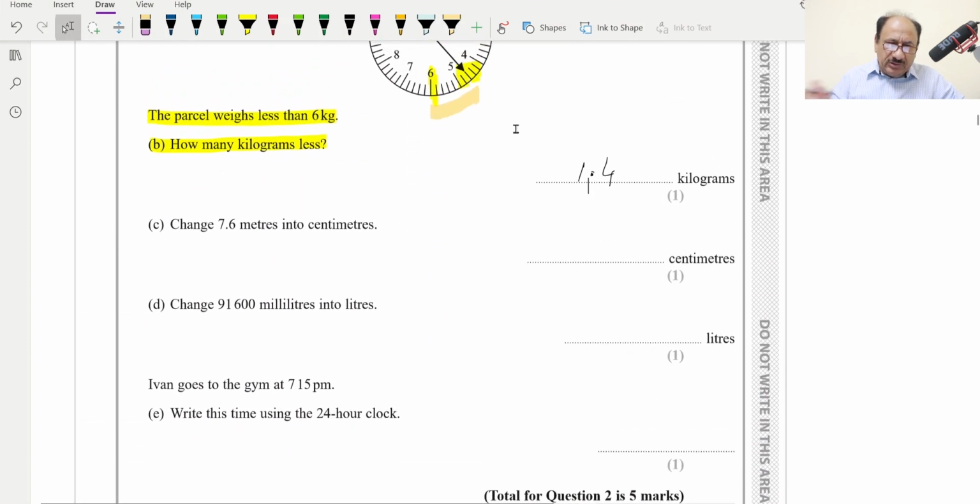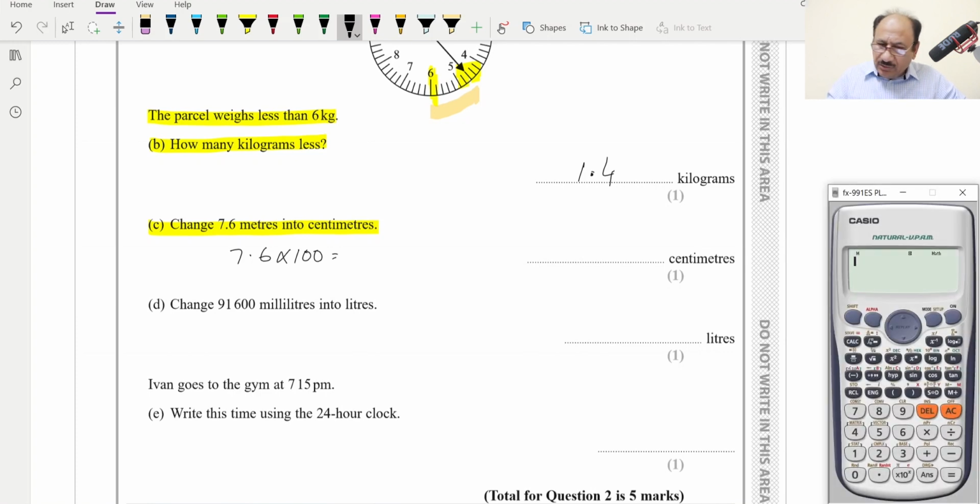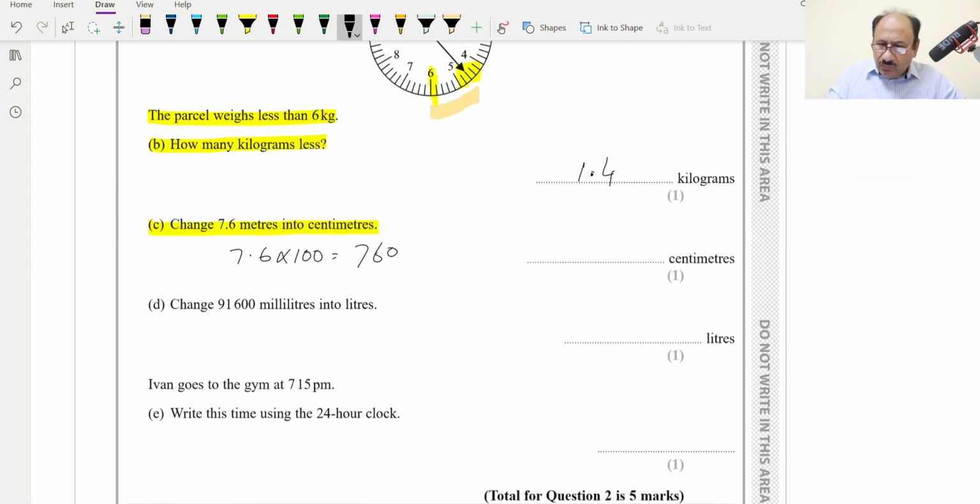Next, change 7.6 meters into centimeters, and we know there are 100 centimeters in 1 meter. So 7.6 multiplied by 100, we can use the calculator as it is allowed in this paper. So 7.6 times 100 is equal to 760. So the answer will be 760 centimeters.